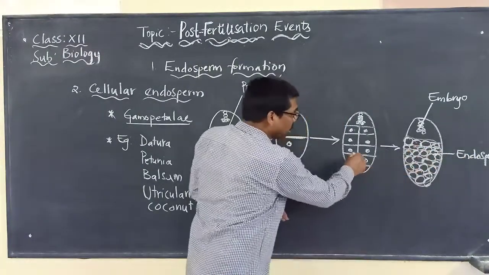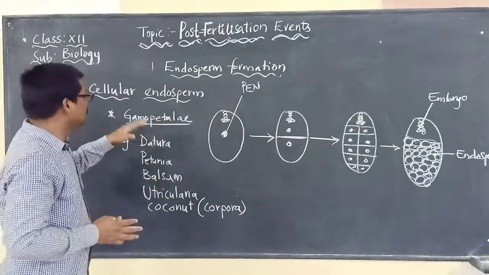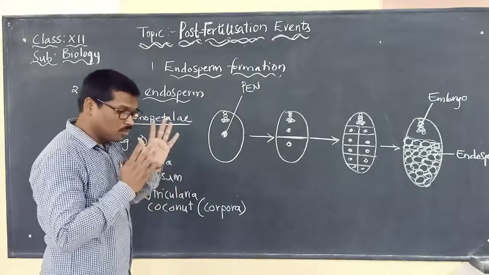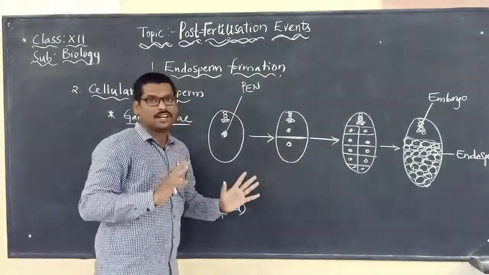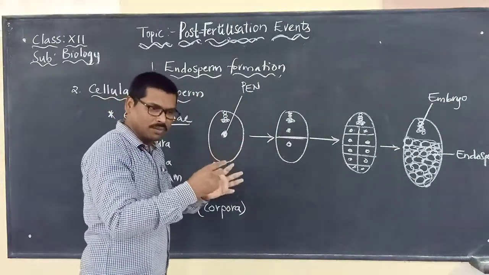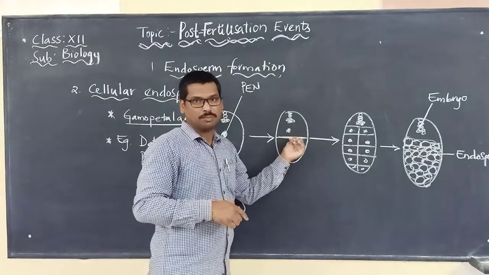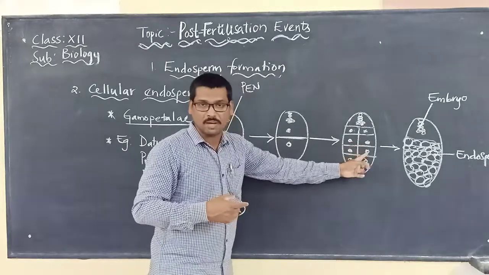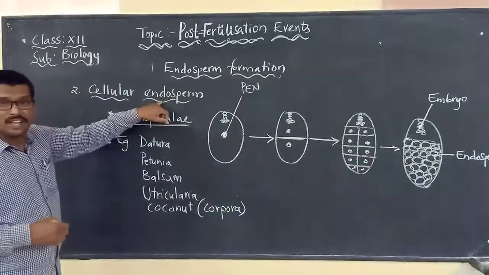So this is one thing that we have to keep in mind when you are differentiating between nuclear and cellular. In the nuclear, only the nucleus will be multiplying till the end. Later on, cell wall formation will be taking place. But here, right from the beginning, once the nucleus divides, immediately the wall is formed. And it is forming many nuclei followed by cell wall. So this is how the endosperm is formed, and we are calling it cellular endosperm.